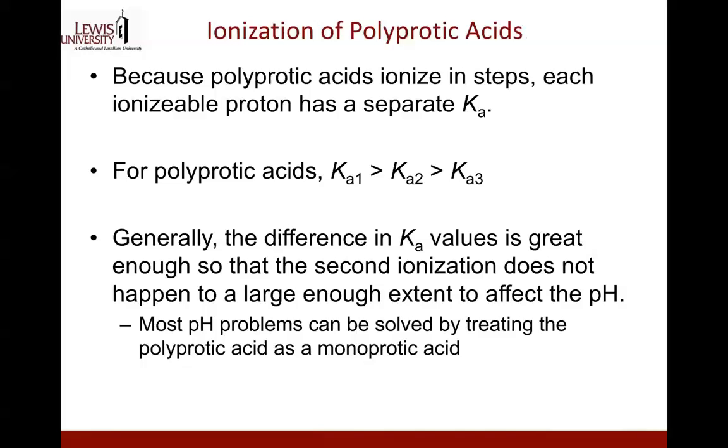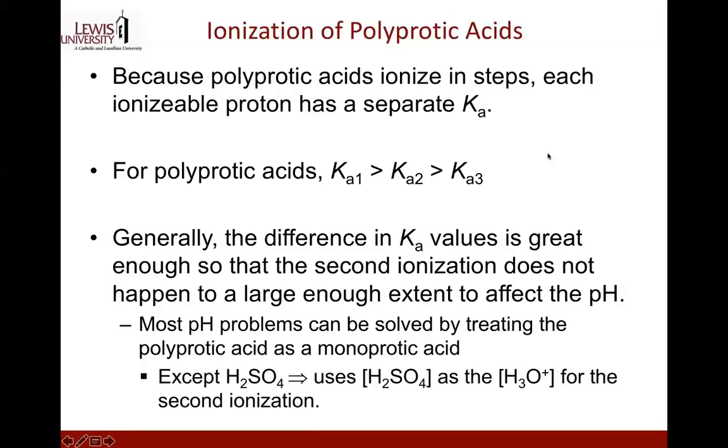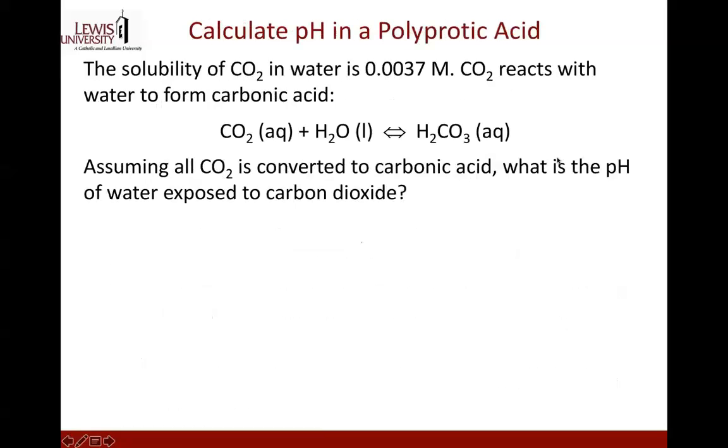So whenever you have a polyprotic acid, anything that's not sulfuric acid, sulfuric acid is a special case here, you can assume that Ka2 and Ka3 are so small, the extent of ionization isn't really large enough to affect the pH. Okay, which I say here, you can't do this for sulfuric acid.